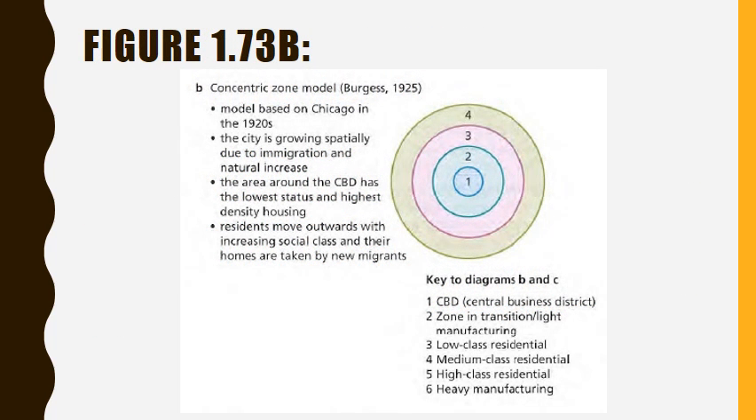Figure 1.73b. Concentric Zone Model, Burgess, 1925. Model based on Chicago in the 1920s. The city is growing, especially due to immigration and natural increase. The area around the CBD has the lowest status and highest density housing. Residents moved outward with increasing social class, and their homes are taken by new migrants.